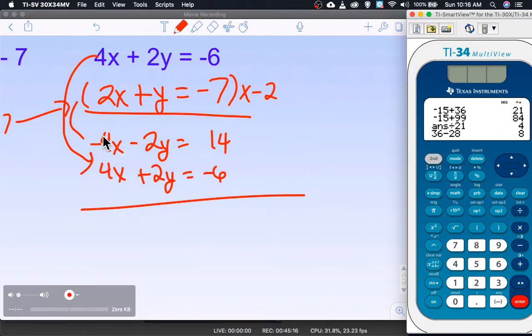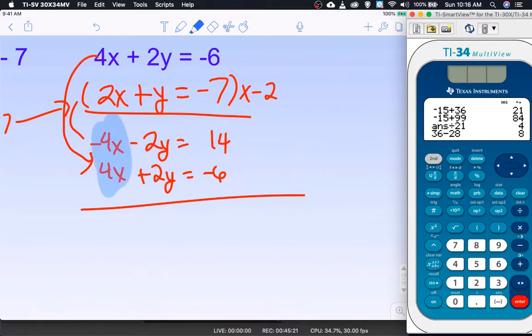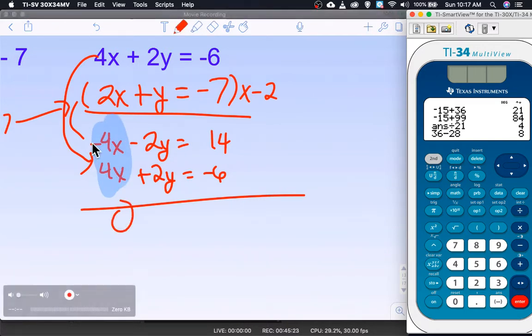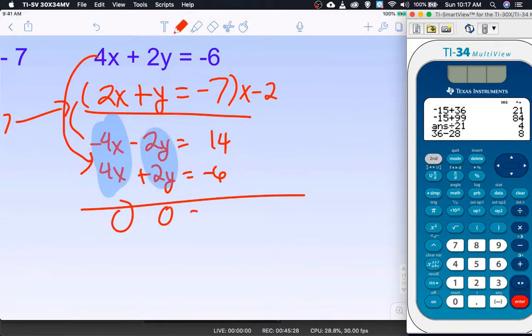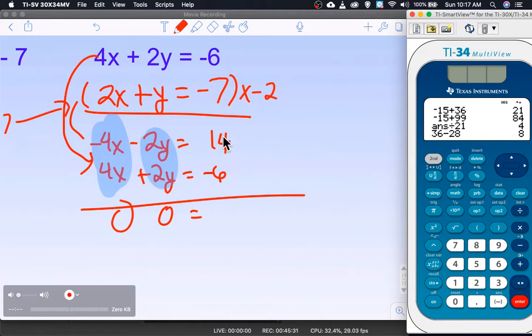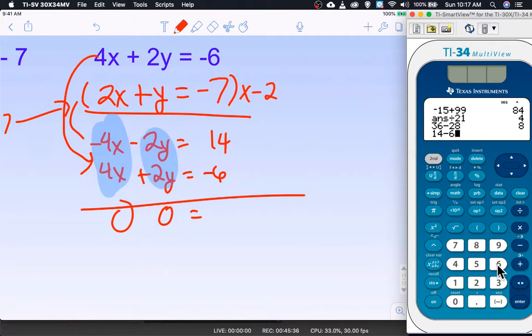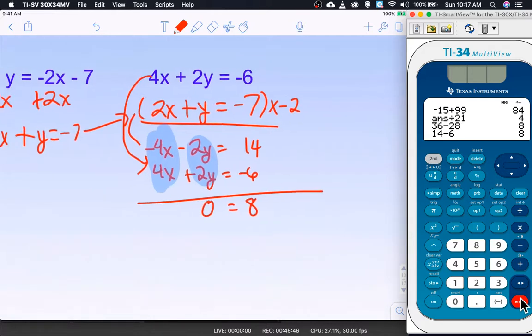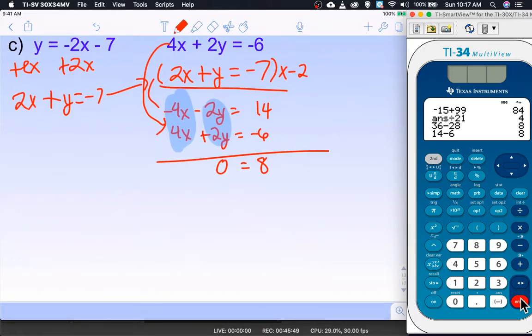So now my x's will eliminate. See, positive 4x and -4x, they cancel out. You get a 0. My y's actually eliminate as well. We get a 0. My constants do not eliminate. 14 minus 6, or 14 plus a -6, should give us 8. And I now got 0 equals 8, which is not true. So this system of equations has no solution.